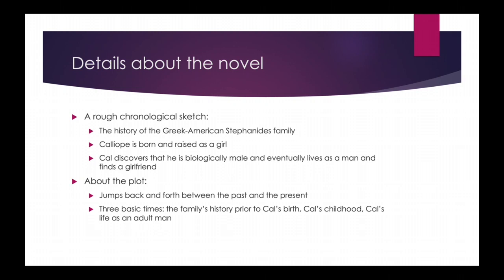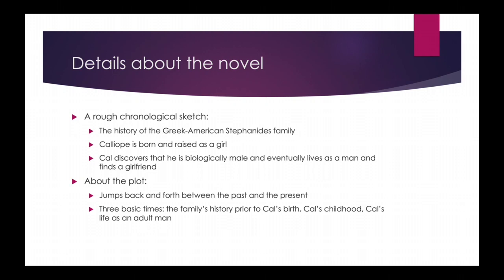Anyway, we get the history of this family. Then we get the details of Calliope's birth. Calliope is born and raised as a little girl. And then through a series of events, which you'll read about, Cal discovers that he's biologically male, and then comes to live as a man, finds a girlfriend named Julie. And Julie, I think, is referred to pretty early on in the book, so this isn't a secret or anything like that. But more details about Cal and the experiences that he goes through in his journey are revealed as you continue to read.